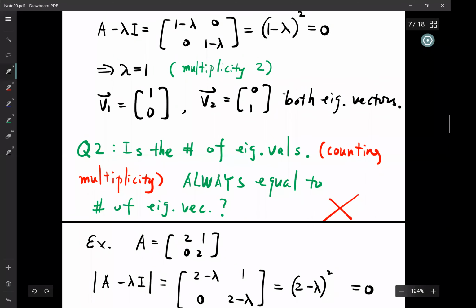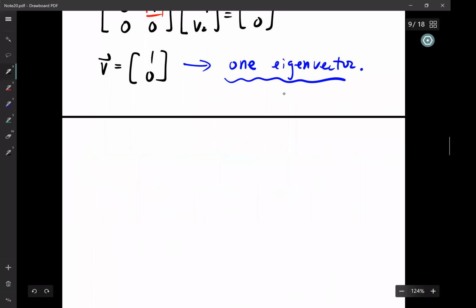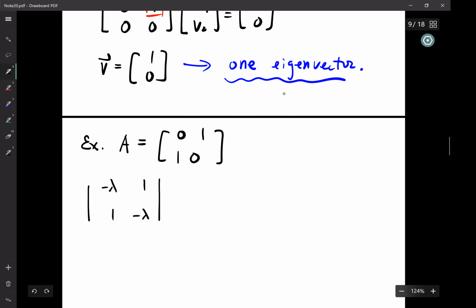Okay. So let us now work on another example. A is 0, 1, 1, 0. We have worked on this a few times, so I can simplify this a little bit. This is minus lambda, this is 1, this is 1, this is minus lambda, equal to 0. So this is lambda squared minus 1. Therefore, we have lambda 1 equal to 1 and lambda 2 equal to minus 1.